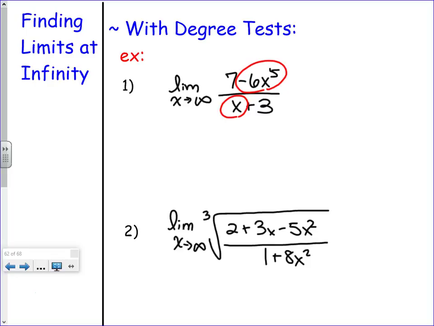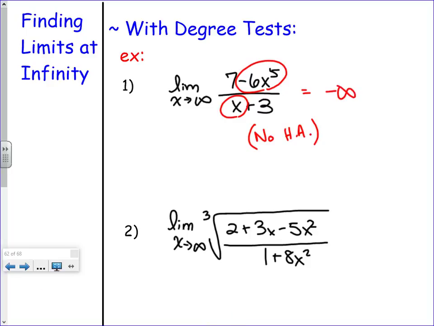So therefore, my answer is going to be no horizontal asymptote. That's true. But what would my limit be? Negative. Why negative? Because the -6 wins. Because if I plug in an infinity -6 times, over, that's going to be negative infinity.